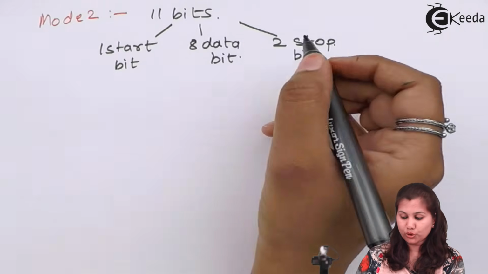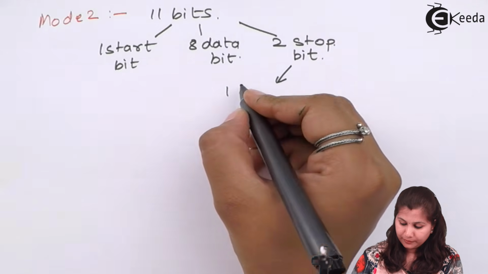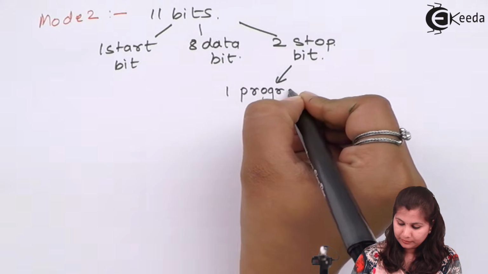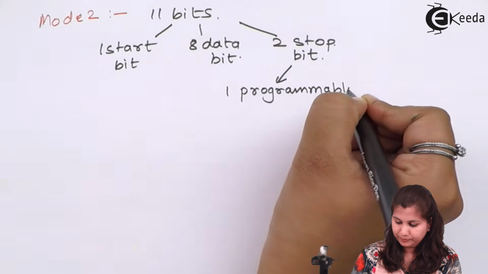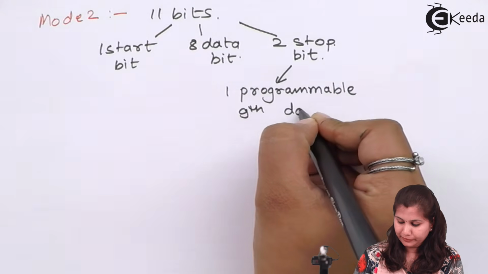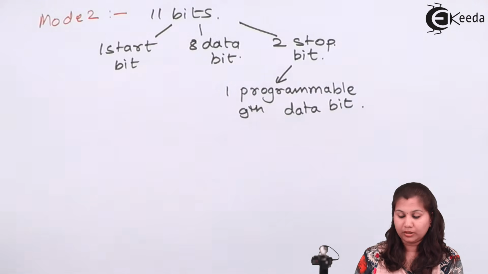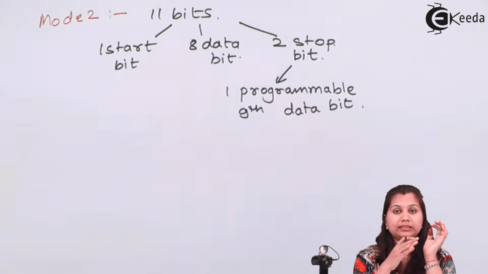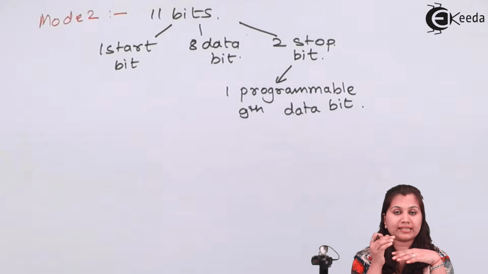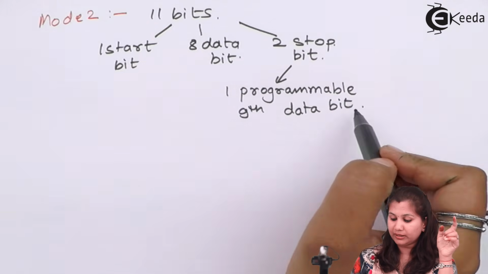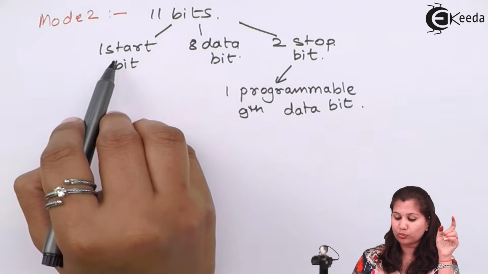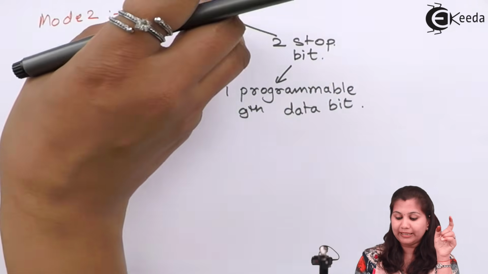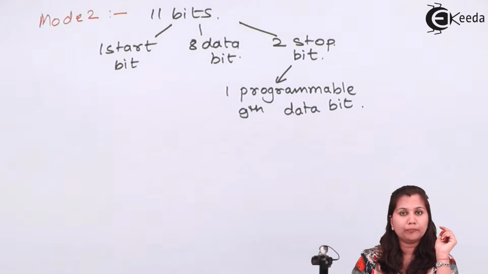Now out of these 2 stop bits, one is the programmable ninth data bit. As we have studied in the SCON register, the TB8 and RB8, at the time of transmission and reception, the ninth bit will be available from the SCON register. So this ninth bit, along with the 8 data bits plus 1 start bit and 1 stop bit, means a total of 11 bits are transmitted or received in mode 2.